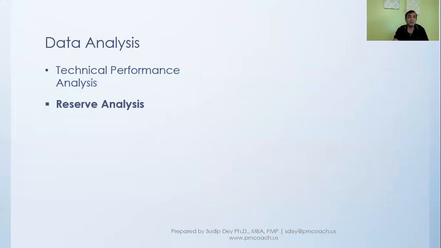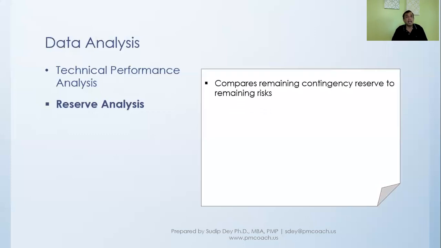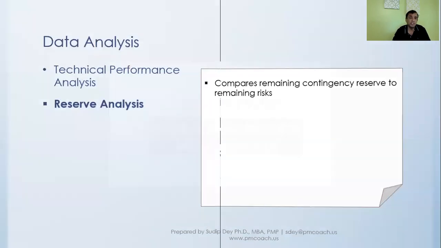And then the other analysis that we'll do is reserve analysis. In reserve analysis, we have kept contingency reserves to address the risks that we have talked about. And whenever a risk has surfaced, gets triggered, and we apply the contingency reserve, we have to keep a record of how much we have consumed from the contingency reserve, and whether there is enough remaining for the remaining risks that we have identified and that are still active. So that is really the reserve analysis.